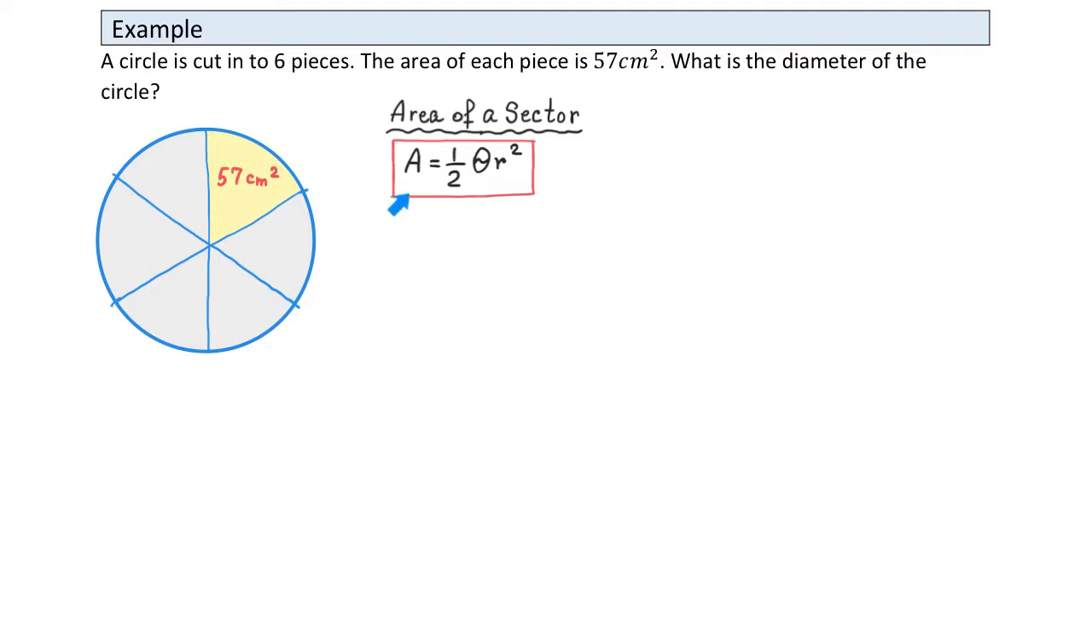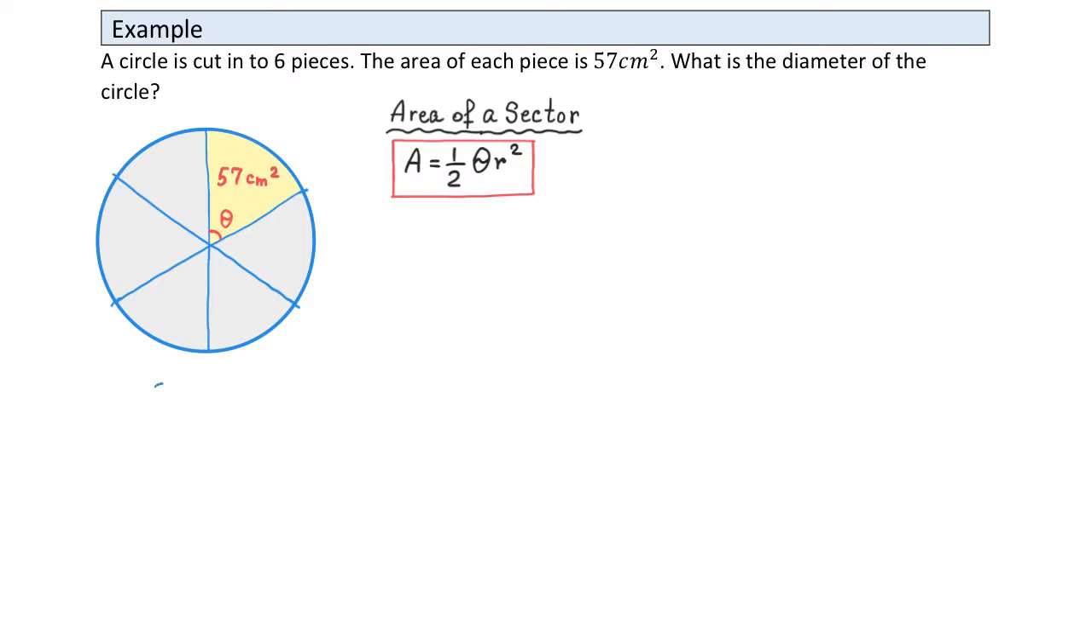So far we know that the area is 57 square centimeters. Now let's talk about the angle theta. Assuming that the circle is cut into 6 equal pieces, we can find the angle theta by dividing one full rotation by 6. If we would work with degrees, then 360 degrees divided by 6 would be 60 degrees. Then we could say that this angle has a measure of 60 degrees. However, in the formula that we will use, theta has to be in radians.